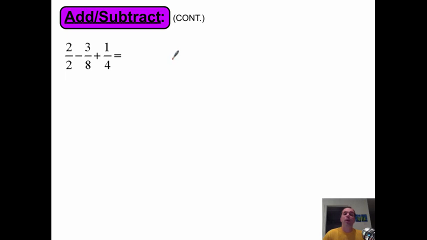So let's do a hard example, if you want to call it that. There are 3 things, so now I'm going to need a common denominator for 2, 8, and 4. So there's this big one. Does 2 go into 8? Yes. Does 4 go into 8? Yes. So my common denominator is 8.